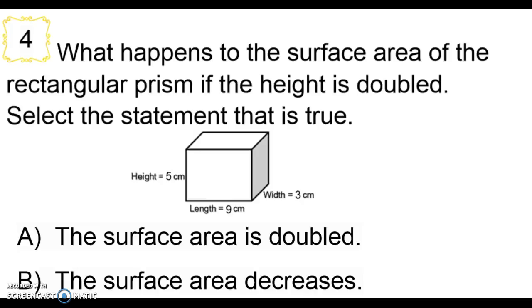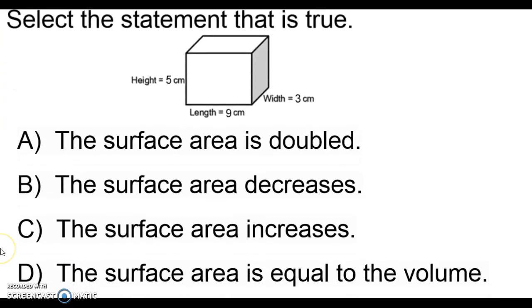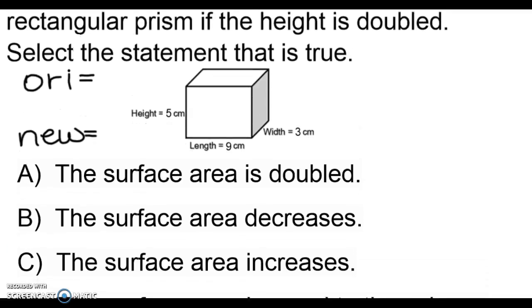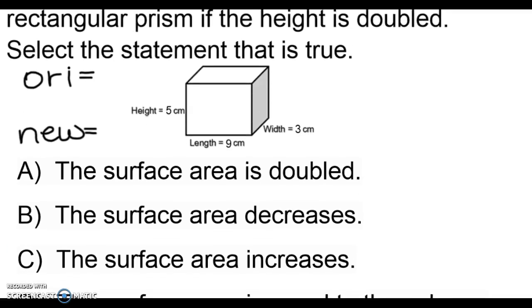Question 4. What happens to the surface area of the rectangular prism if the height is doubled? Select the statement that is true. Go ahead, select your answer. So what I would suggest doing here is that it does talk about surface area, and these are the ones where you actually have to find the surface area of the original figure and then find the surface area of the new figure after you do exactly what it says to do. And I know I scrolled it down, but it does say that the height would need to be doubled.